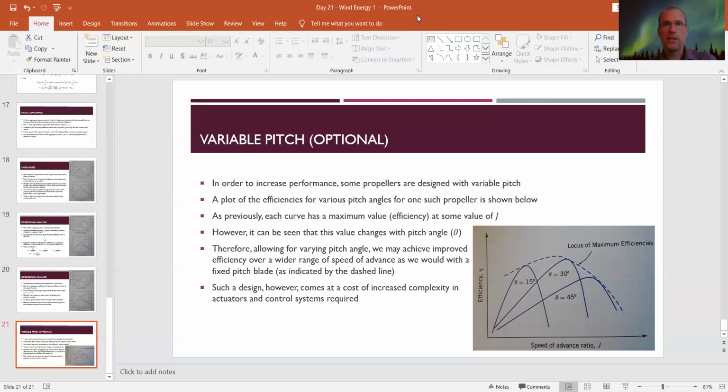So that is the basics of wind power and wind propellers. Next class we'll get into a bit more of the details.